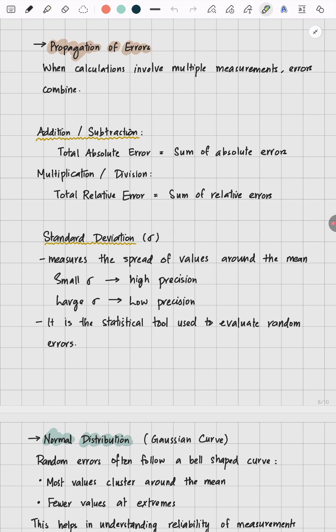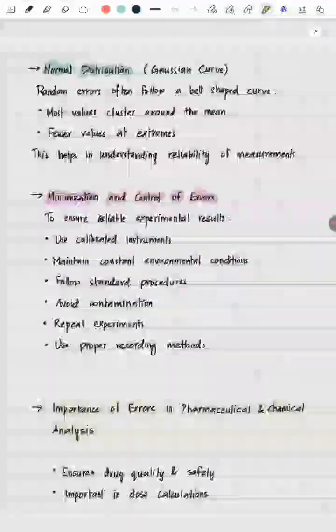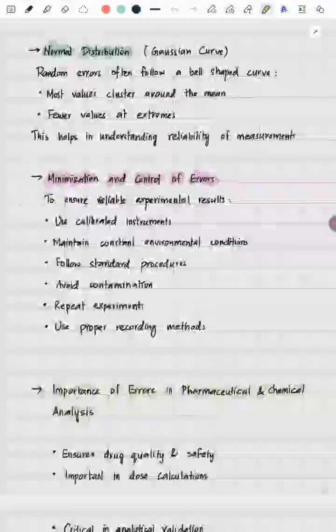To understand the random errors more quantitatively, we use statistical tools such as standard deviation. Standard deviation measures how much the values deviate from the mean. If the standard deviation is small, it means the values are closely clustered around the mean, indicating high precision. If it is large, the values are widely spread, indicating low precision. Random errors often follow a normal or Gaussian distribution where most values are concentrated around the mean and fewer values occur at the extremes.